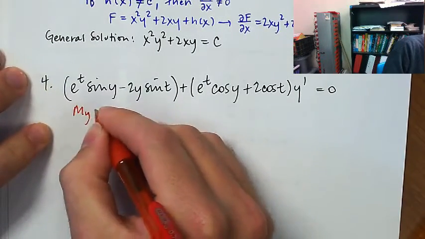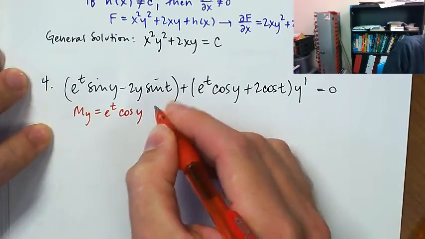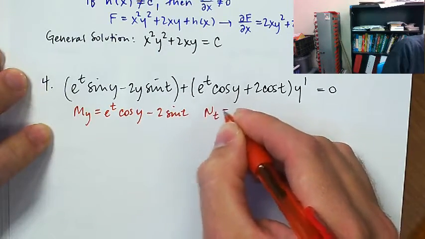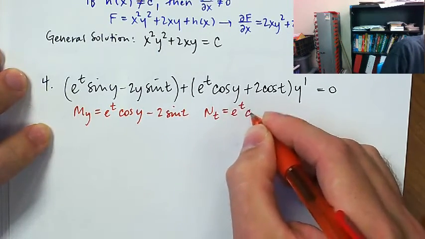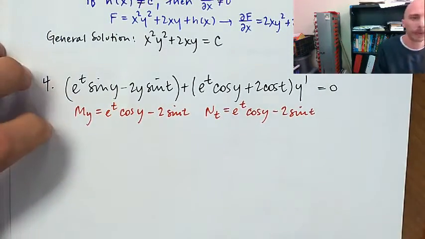This one looks a little weird. My M is going to be e to the t cosine y minus 2 sine t. And N is going to be e to the t cosine y minus 2 sine t. It works out. Okay, that's good.